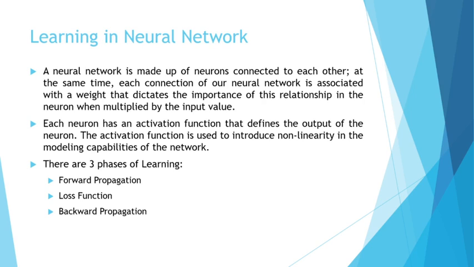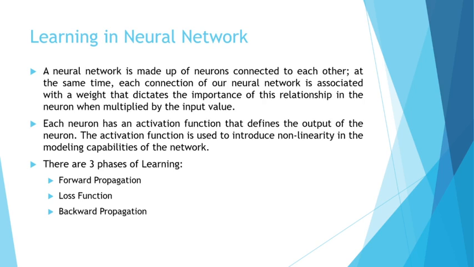At the same time, each connection of our neural network is generally associated with a weight that determines the importance of this relationship between the neurons, and it is multiplied by the input values. Here, each neuron has an activation function in it, and it will define the output of that particular neuron, right? So the activation function is generally used to introduce non-linearity in the modeling capabilities of the network, right?